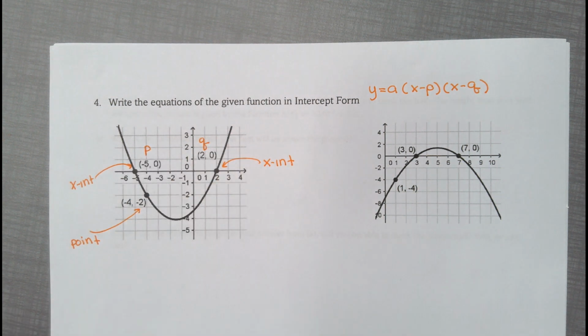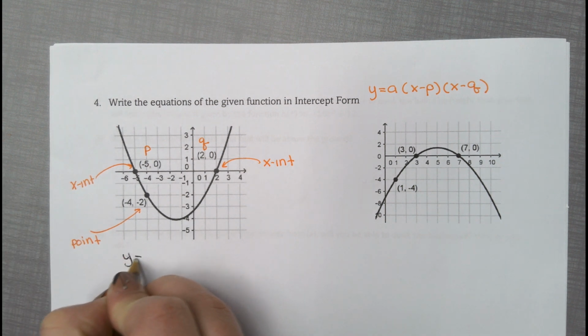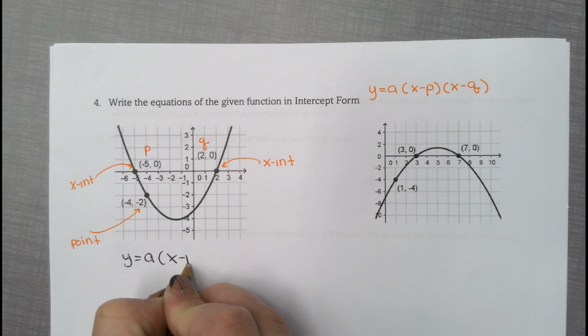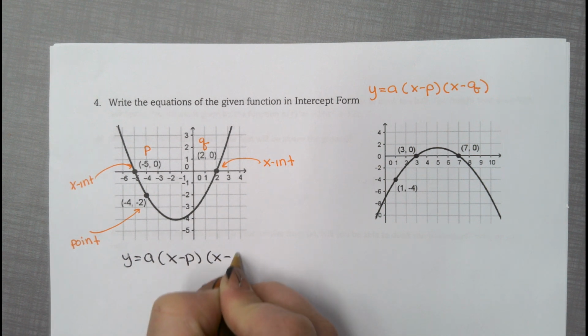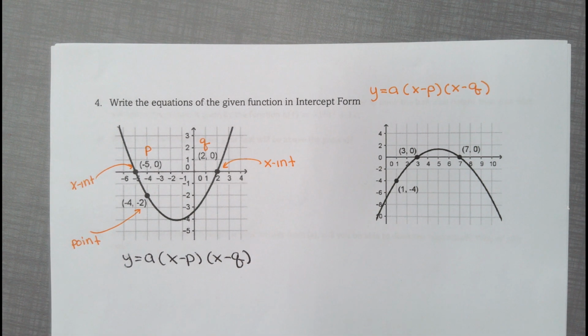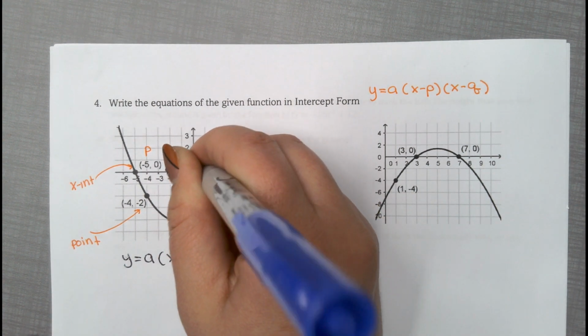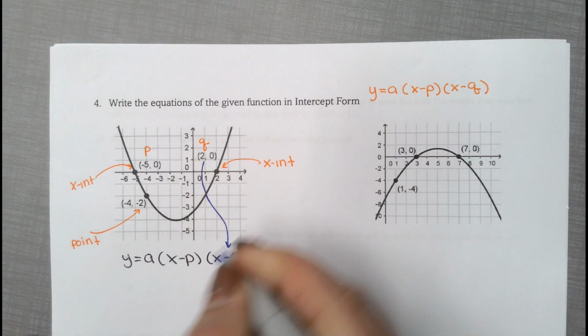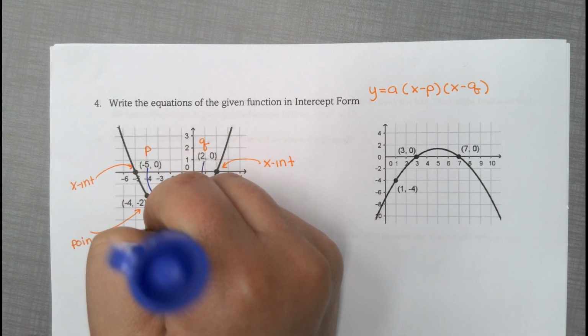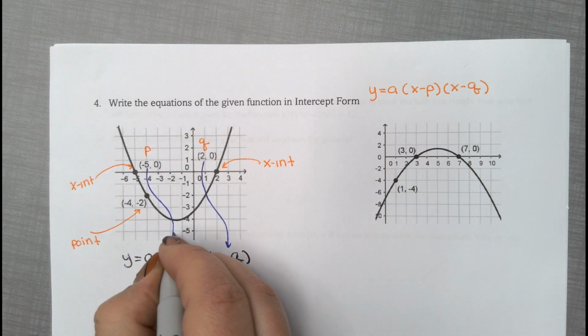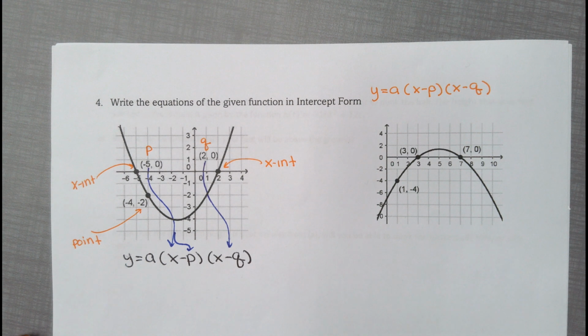Now, it doesn't matter which one you label p and which one you label q. The order doesn't matter. But when we write the equation, y equals a times x minus p, x minus q, putting it into the equation, that equation will take the opposite of what you see for p and for q. So when for p and for q, let me get rid of that x, because that x will be something else.